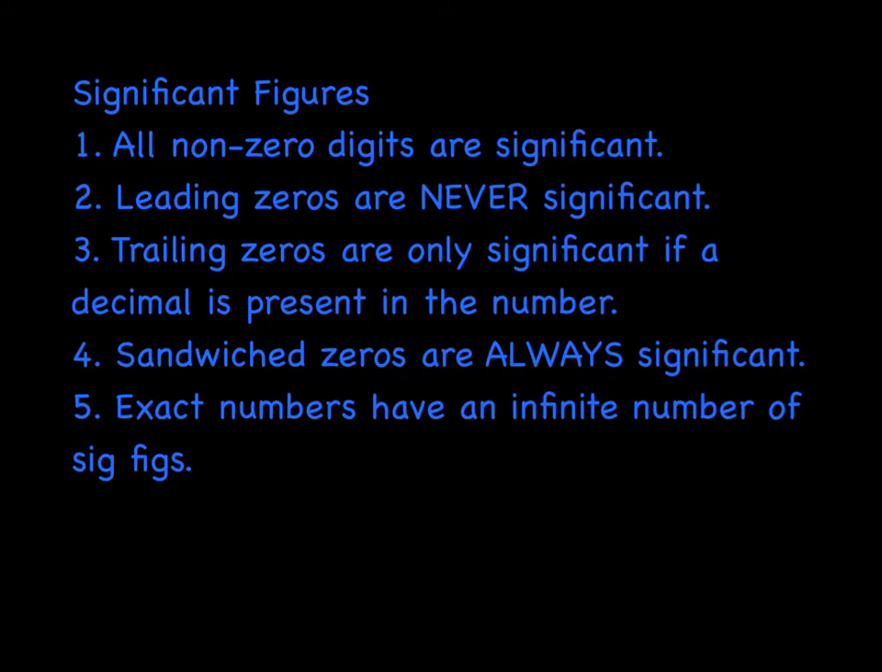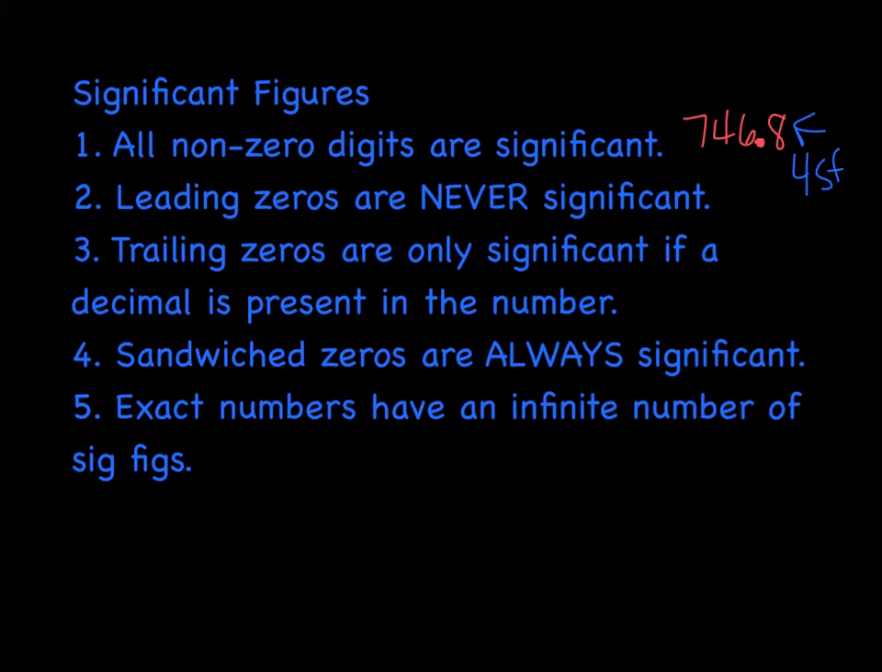All right, so the first rule, all non-zero digits are significant. What that means is any number that's not a 0 is significant in a measurement. And so if I have 746.8, that means that this number has 4 significant figures, right?